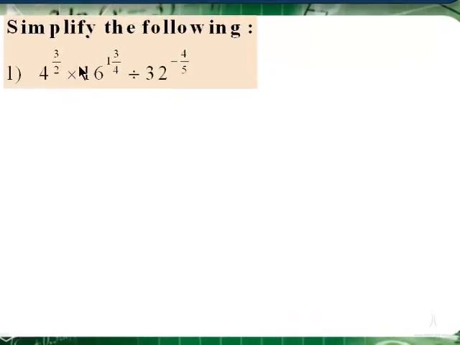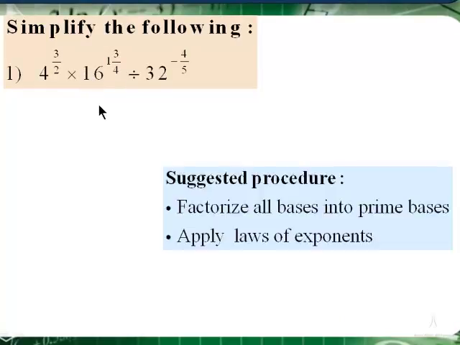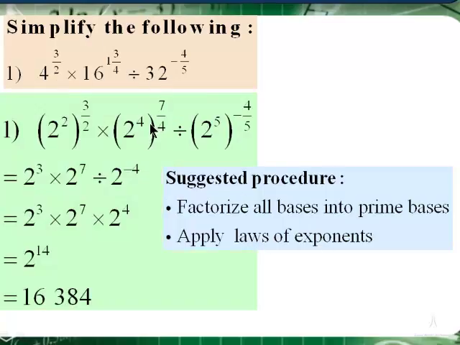Let us look at a suggested solution to problem 1 of tutorial 2. You need to simplify this particular expression. The procedure, as mentioned before, is you need to factorize all bases into prime bases, namely the base 4, the base 16 and the base 32, and then simply apply the laws of exponents. So we write 4 as 2 to the power 2, 16 as 2 to the power 4, and 32 as 2 to the power 5.